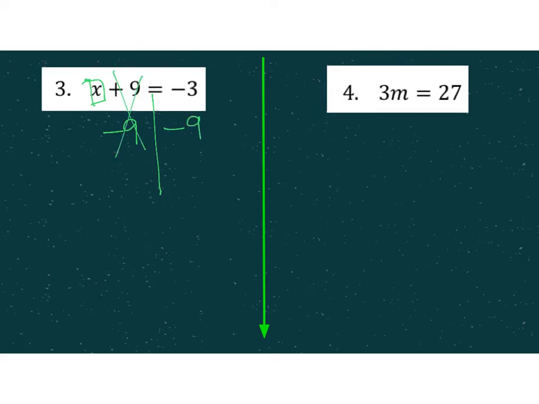So that cancels that. I'm left with the x by itself. And negative 3 minus 9 is negative 12. So I have x equals negative 12 for an answer there.